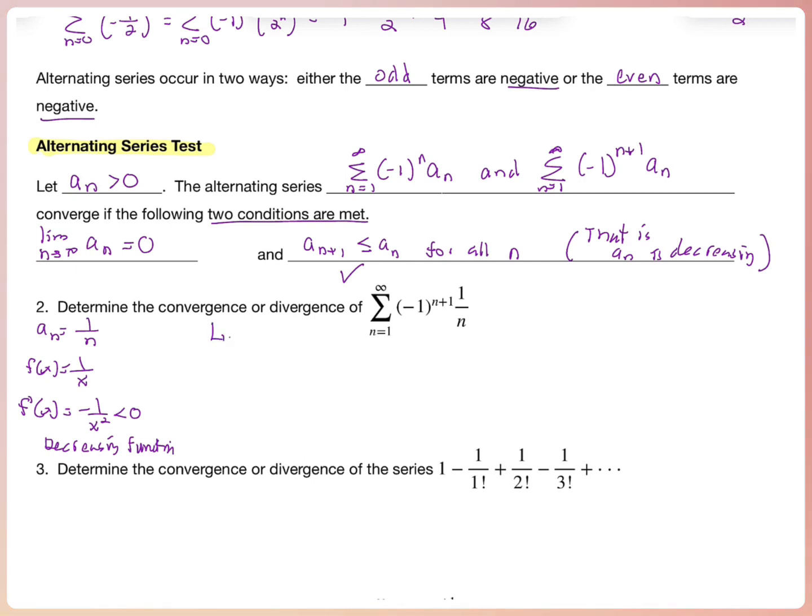So it meets that condition that it is decreasing. Next, let's check the limit. The limit as n goes to infinity of 1/n is equal to 0, because 1 over a very large number is 0. So it meets the other condition. Therefore, we can conclude that the original alternating series, summation of n equals 1 to infinity of -1 to the n plus 1 power times 1/n, converges by the alternating series test.